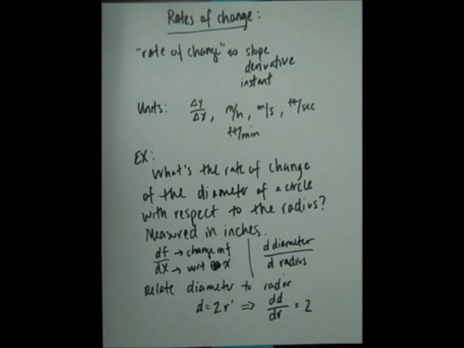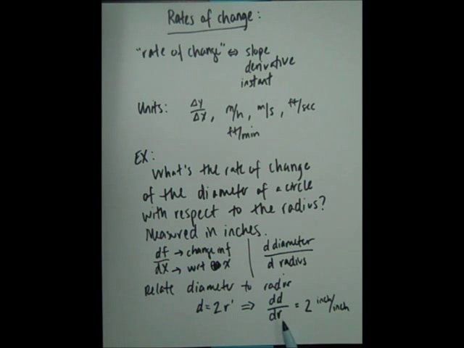What are the units here? So what is diameter measured in? That was inch. And what was radius measured in? That was also inch. So what this tells us is that in terms of the radius, the diameter is changing at a rate of 2 inch per inch.